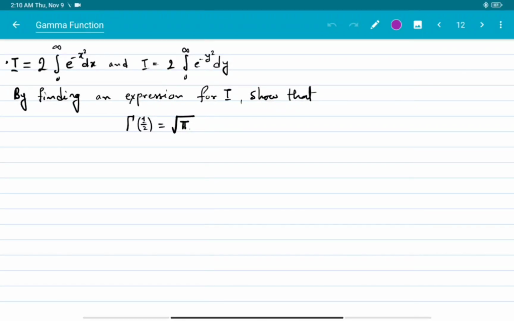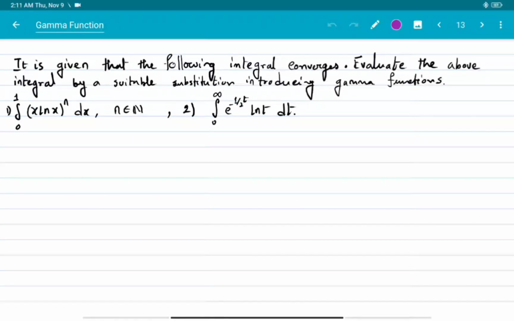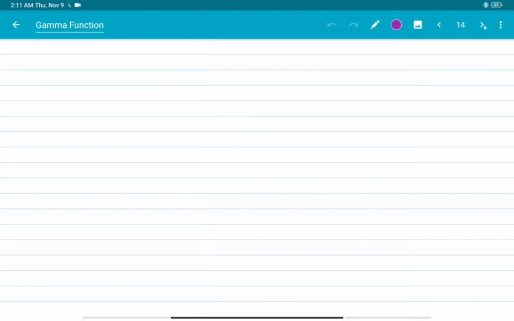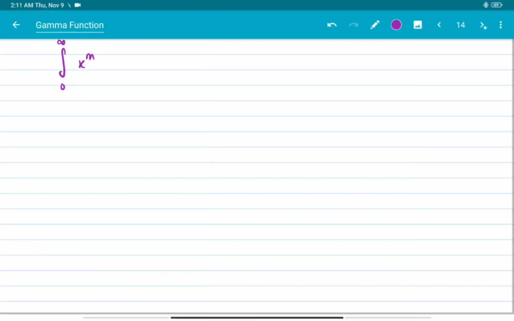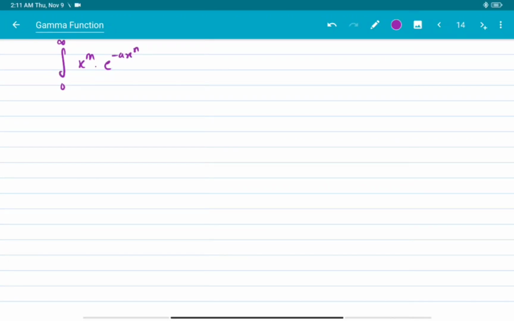So before going to prove these problems, I am going to prove one more important part, which is the integral from 0 to infinity of x to the power m times e to the power minus a x to the power n, dx. This is written as gamma of (m plus 1) over n, divided by n times a to the power (m plus 1) over n. Okay.